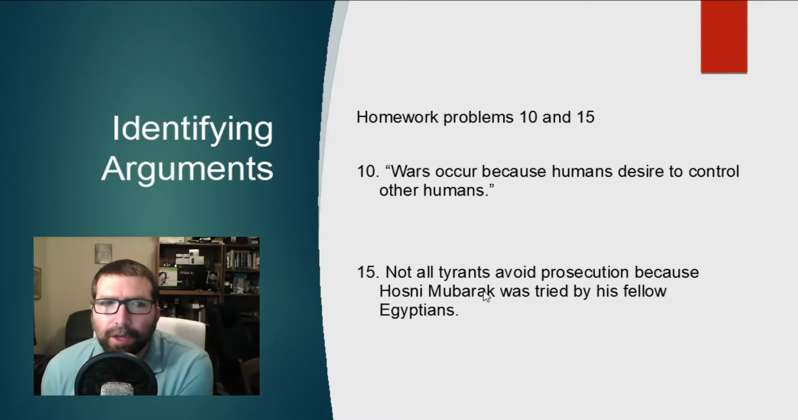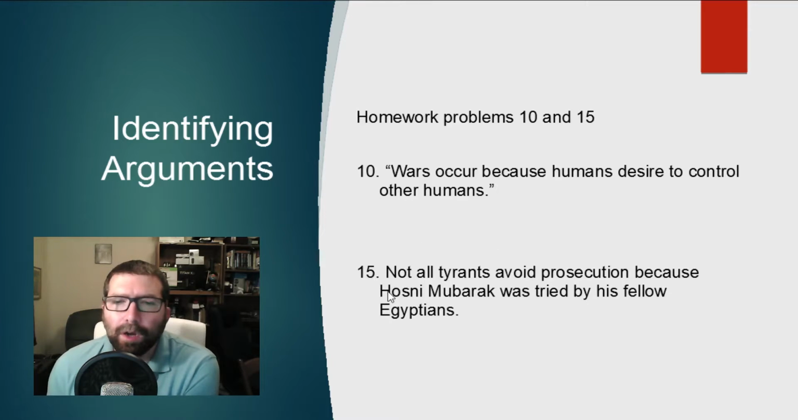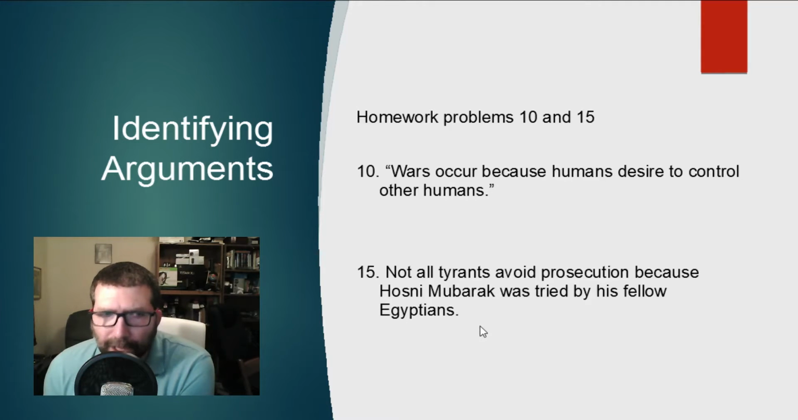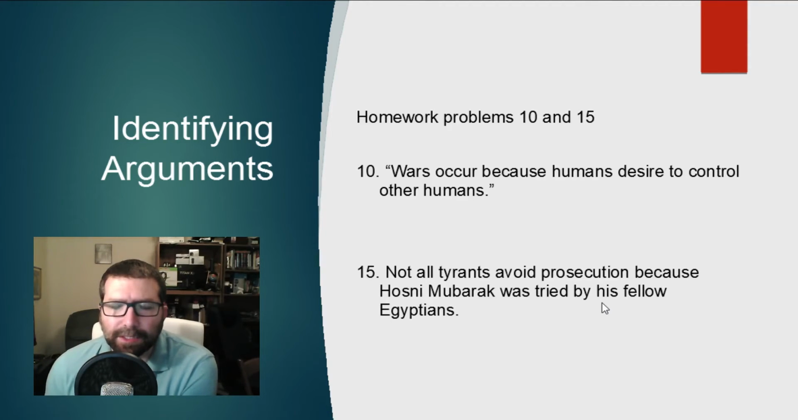Not all tyrants avoid prosecution. Is it true or false? Here's why I think it's true. Hosni Mubarak was tried by his fellow Egyptians. So the implied premise here is that Hosni Mubarak was a tyrant, and he was tried. He was prosecuted by his fellow Egyptians. He didn't die in combat or was the victim of an assassination or something. No, he had a trial. There was a courtroom and witnesses were called and he was sentenced and so on.